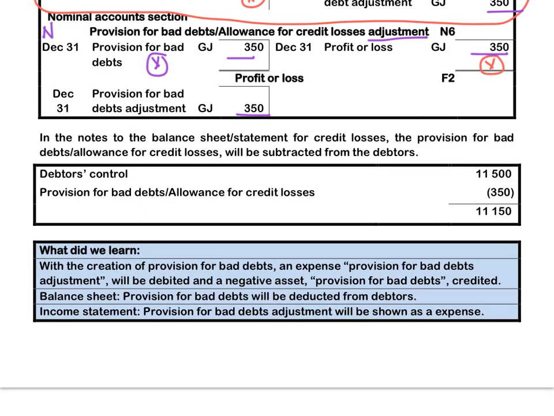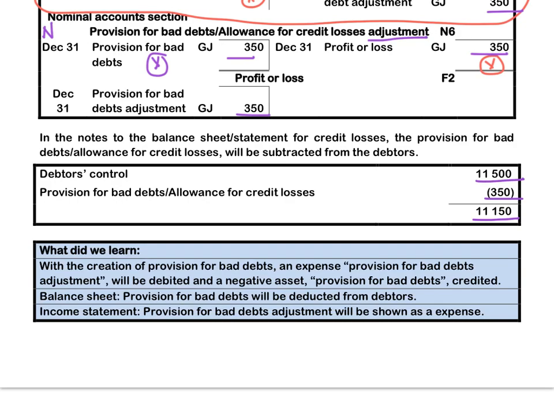In the notes to the balance sheet, we will show that the debtors owe 11,500, provision for bad debts is 350, so what we expect to receive from the debtors in the future is 11,150. So that's my net realizable value. That means what I expect to get.